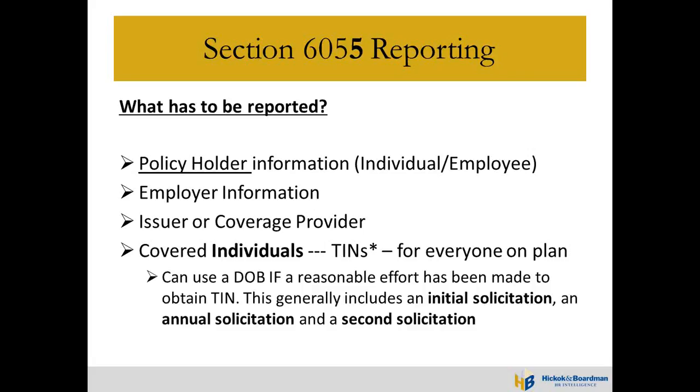And the IRS has come out with a rule that says that if you can't get the Social Security number, you can use a date of birth, but you have to be able to show that you made a reasonable effort to obtain that tax ID number. And it generally includes 3 times. You initially ask for it, you do it annually, and then you do it once more if you haven't received it. At that point, if you can show that you've asked for dependent information and the tax ID number and have not received it, then you can use the date of birth.